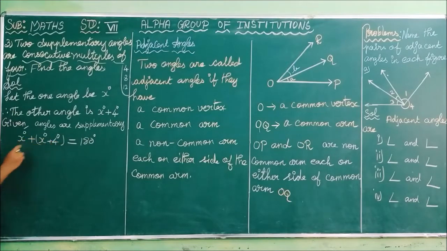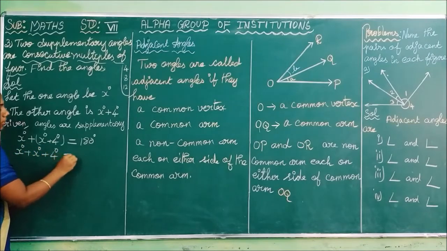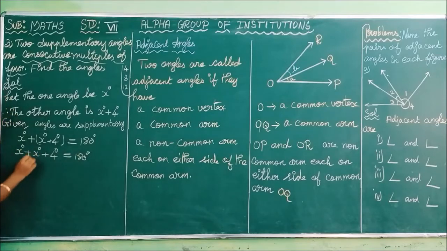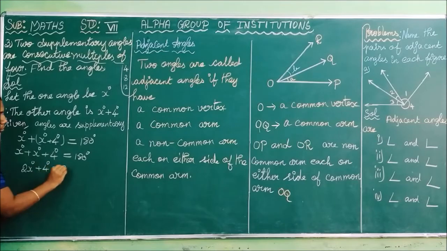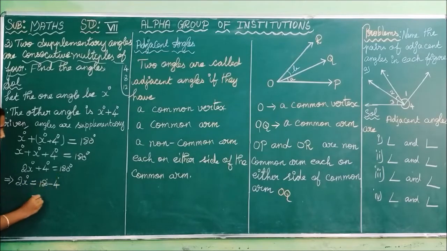So we have to remove the bracket. So x degree plus x degree plus 4 degree is equal to 180 degree. x plus x, 2x. 2x degree plus 4 degree equal to 180 degree. In order to find the value of x, we have to make the x free. So we have to bring this 4 degree to RHS. So this implies 2x equal to 180 minus 4. So what is the value? 176. So 2x equal to 176.